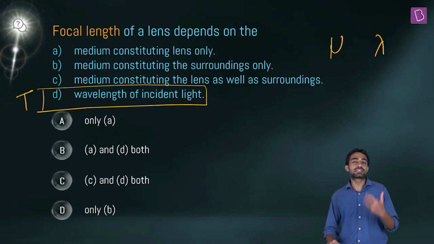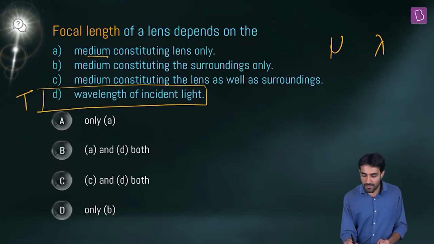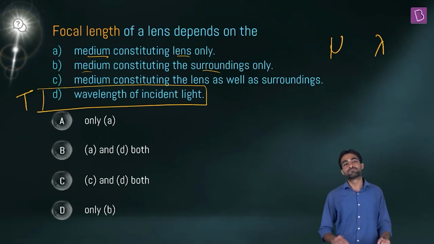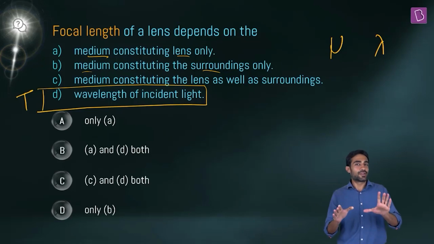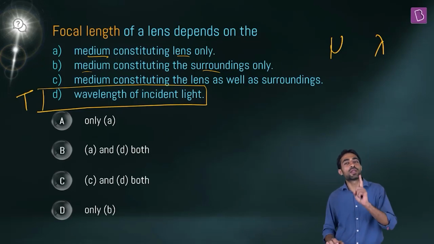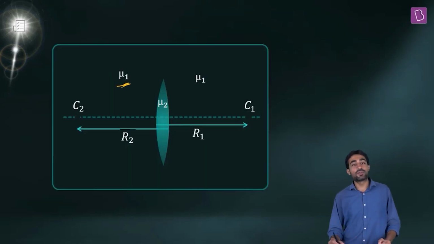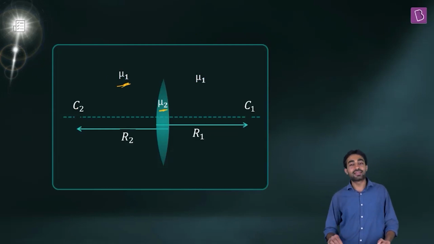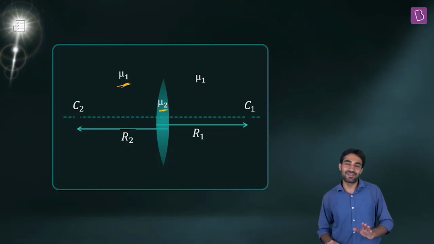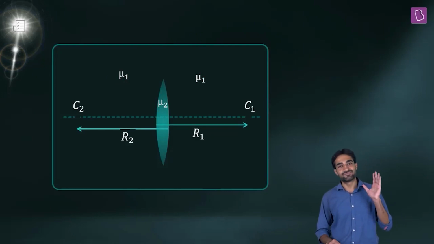Now, what about the rest of the statements? Well, these statements deal with the medium of the lens and the medium of the surrounding. So let me take a specific color, let's say yellow. We are doing the experiment with only one particular color, yellow. For that yellow color, the refractive indices are mu1 when the light is outside the lens and mu2 when the light is inside the lens. So these are the refractive indices of the media.